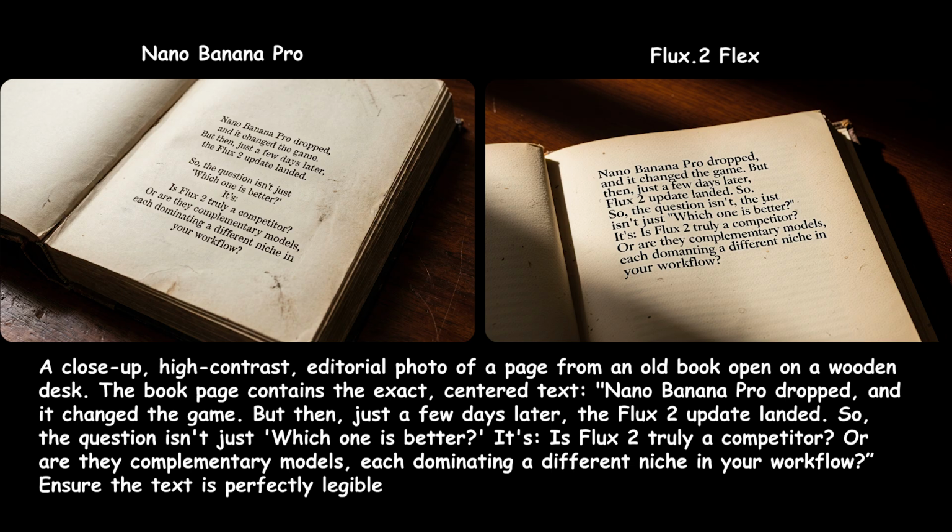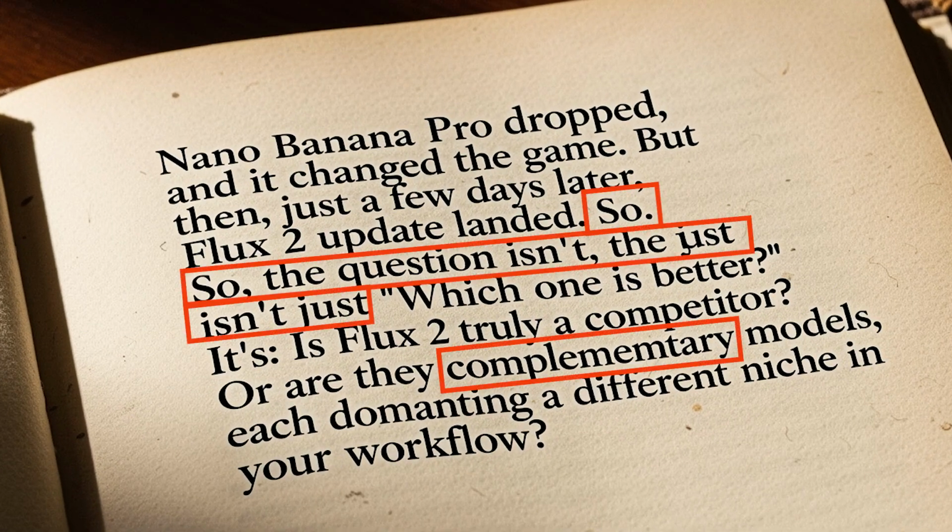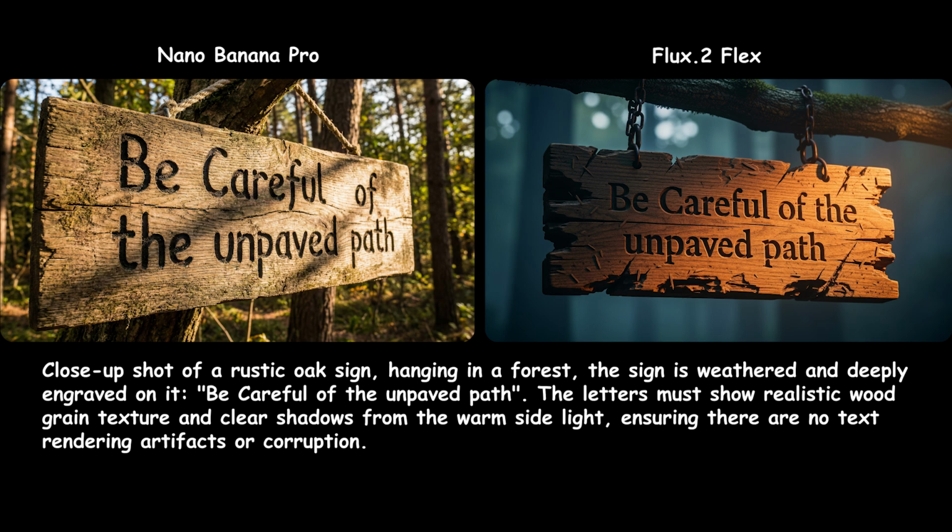For the text test, I used the Flux 2 Flex model. Nano Banana Pro showed the text completely and without spelling errors, but the Flux Flex model repeated and added some parts and also had spelling errors. In this test, I asked for displaying text on a wooden sign. Both models displayed the text accurately and had no spelling or typographical errors.